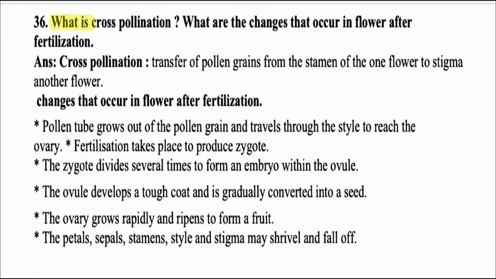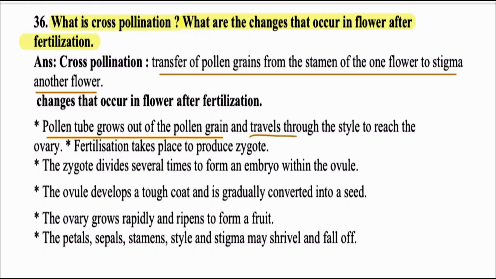36th question. What is cross-pollination? What are the changes that occur in a flower after fertilization? Transfer of pollen grains from the stamen of one flower to the stigma of another flower is known as cross-pollination. And the changes are: the pollen tube grows out of the pollen grain and travels through the style to reach the ovary. Fertilization takes place to produce a zygote.